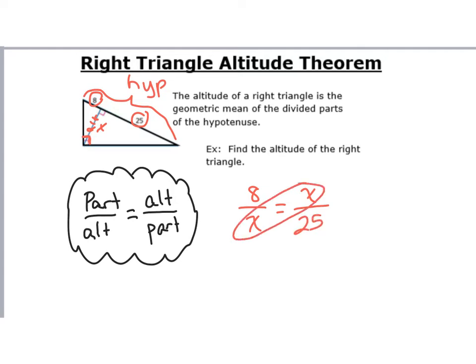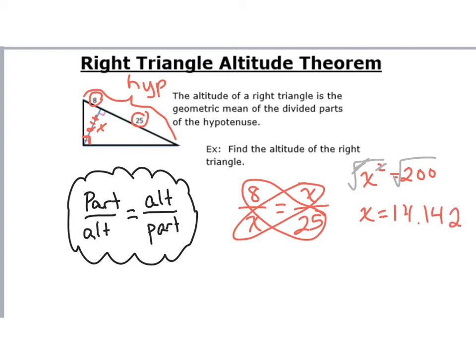So I'm going to cross multiply: x times x equals 8 times 25. Then from here, I'm going to square root to cancel out the square on the left-hand side, which gives me just x equals, and then we round to 3 places for pre-AP, 2 places for regulars. So here I would get 14.142. Okay, right triangle altitude theorem. Let's look at the next.